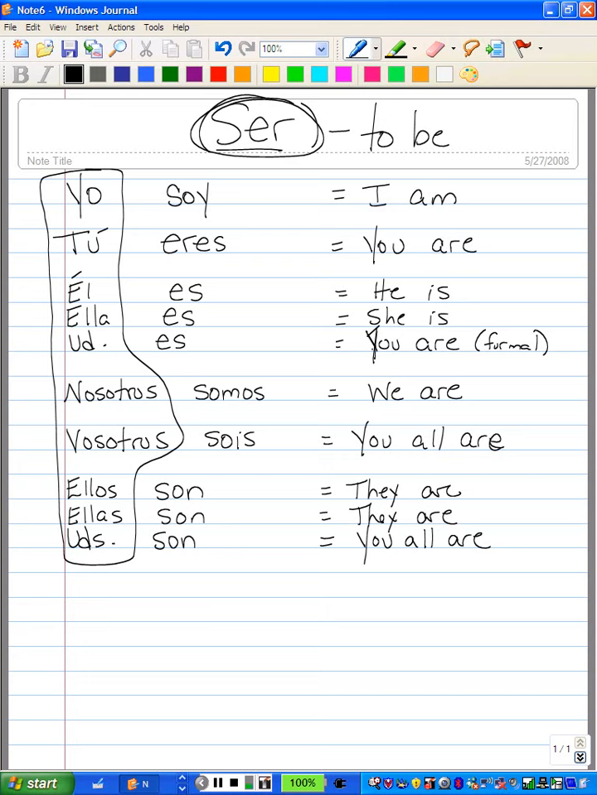Once you memorize those in order, the next thing that you can do is memorize this verb in order. Soy, eres, es, somos, sois, son. That way, when you've got your pronouns memorized, if you learn this verb in this order, then you know which verb goes with which pronoun at all times. And this is just to start you off with verb forms in Spanish.